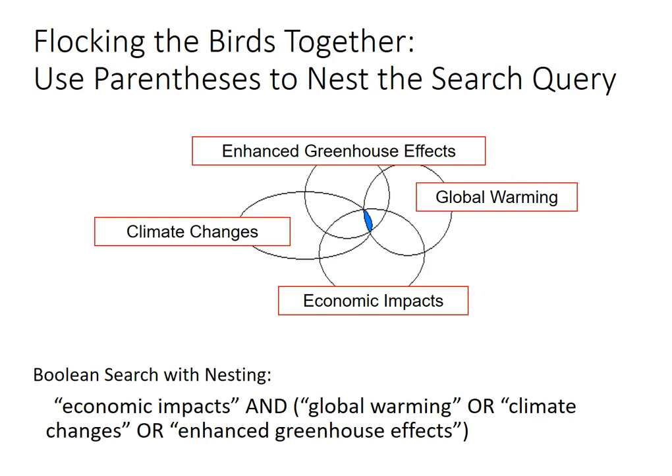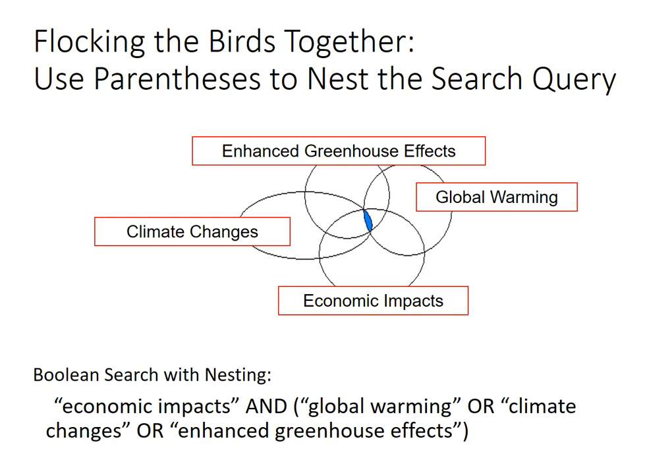And remember, by using the Boolean operator AND, we're telling the search engine that any articles it brings back to us must have economic impacts in it, as well as the group of articles it found in the nested phrase of global warming or climate changes or enhanced greenhouse effects.